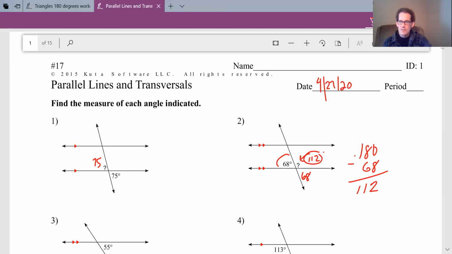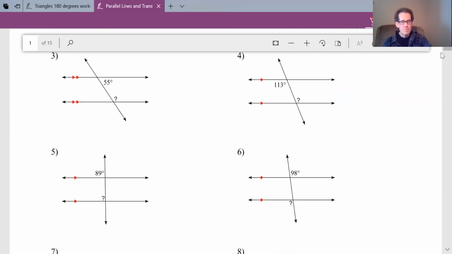Let's scroll down and take a look at a few more here. One of the things that you also know is alternate interior angles are congruent and alternate exterior angles are congruent. So this is a vertical angle to here, so this is 55. But what I also want you to see is that this is an alternate interior angle. So I have 55 here. That means that this has to be 55. And if this is 55 over here, then this has to be 55 over here.